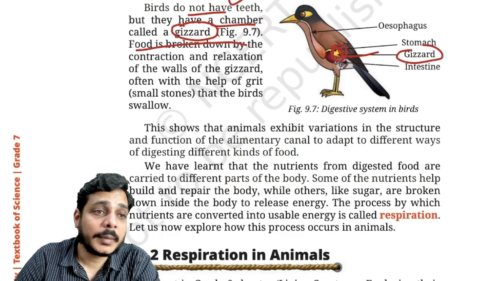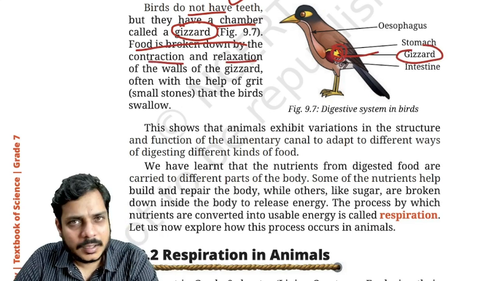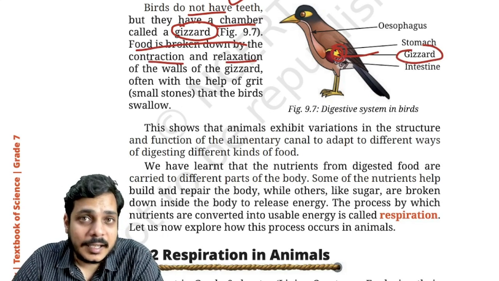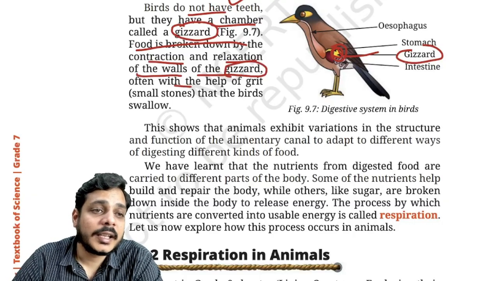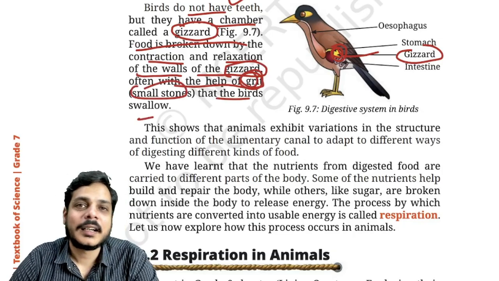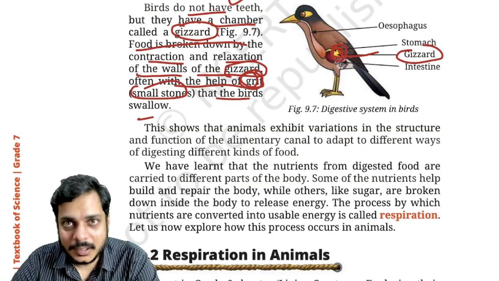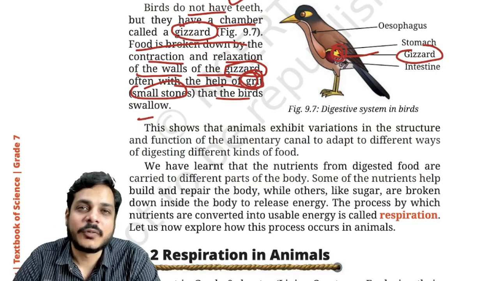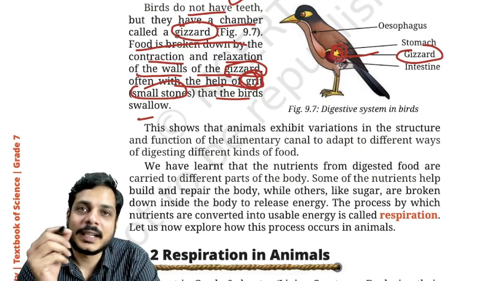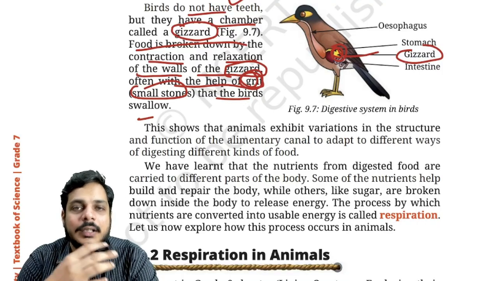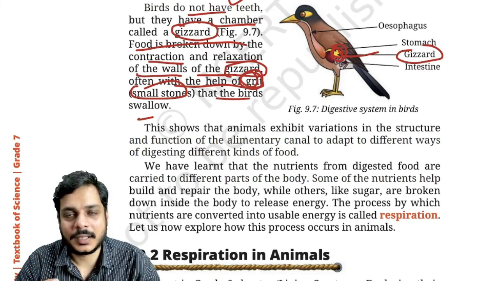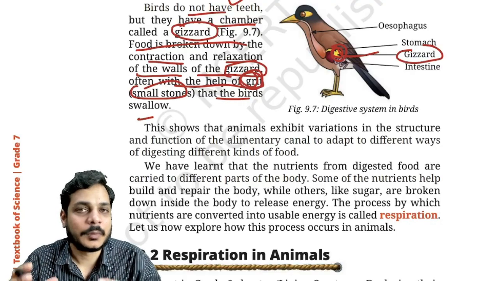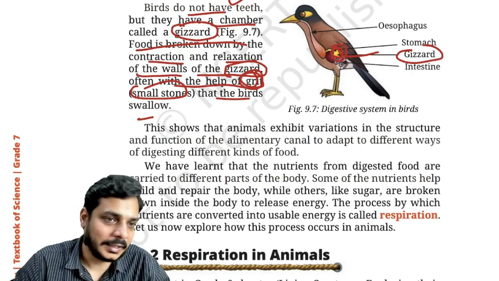The food is broken down by contraction and relaxation. That happens in the stomach as well. What is new here? The thing that is new and surprising is the contraction and relaxation of the walls of the gizzard, often with the help of grit. This is small stones that the birds will swallow. You will notice that the food the bird takes comes along with very, very small stones. The small stones get stored in the gizzard, and whenever they eat their food, there is relaxation and contraction in the gizzard, along with the small stones that were already present, and because of this, the food gets broken down. Okay, this kind of thing is there in birds.